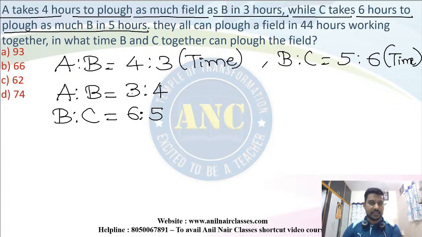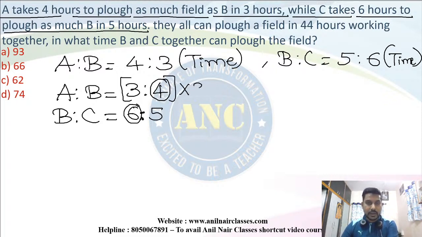Now, think logically once again. Here, B's capacity is 4 units per day. Here, B's capacity is 6 units per day. Can the same person, B, have 4 units per day as capacity and also 6 units per day capacity? No. It's something like, I am the same person, Ajay, and my age right now is 30, and at the same time my age is 45 also. Can it be possible? Absolutely no, right? The same person cannot have two different ages at the same time. Same like that, the same person cannot have two different efficiencies at the same time. So, make it the same efficiency. 4 and 6, LCM is 12.